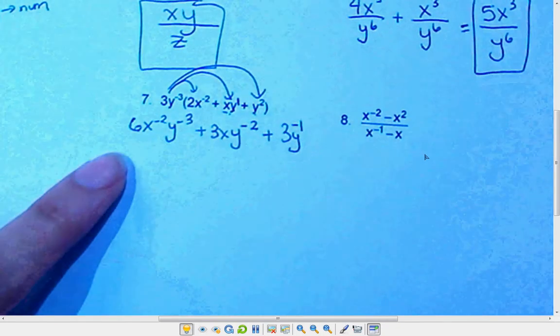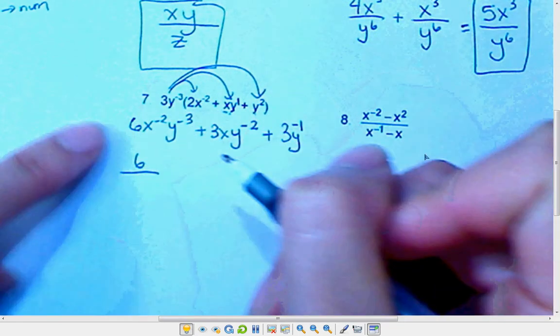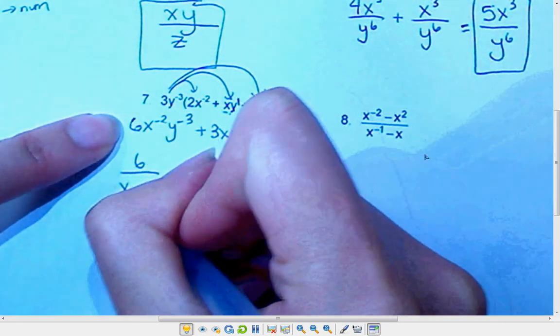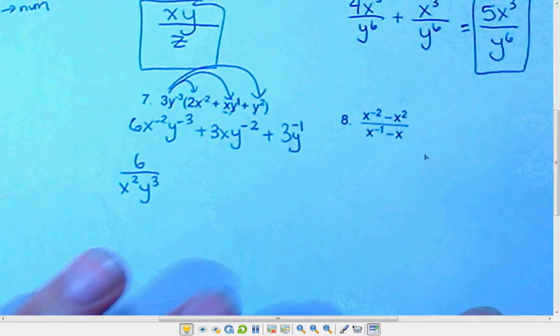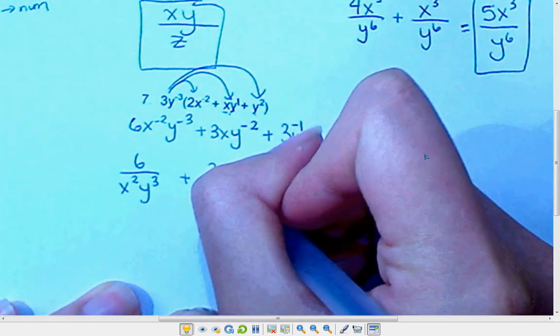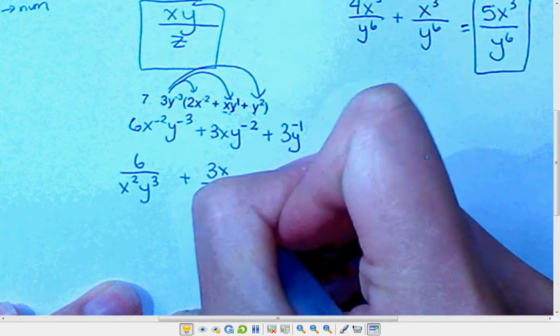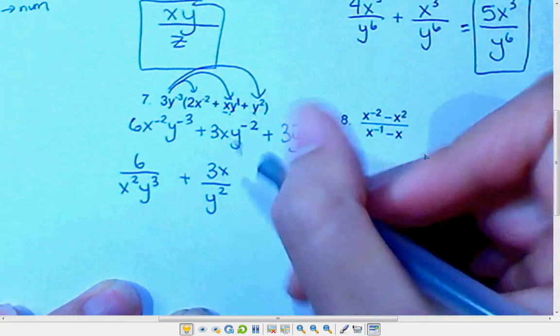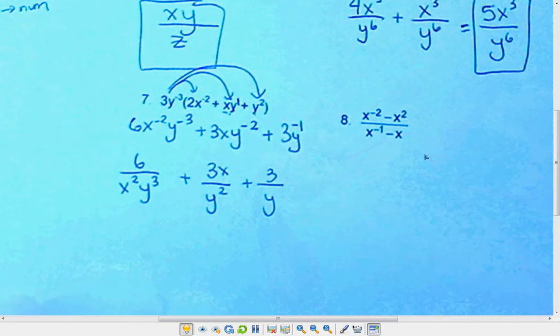And now I'm going to rewrite this. So again, with the negative exponents, I want those to move to the bottom. So 6 stays on top because there's no negative exponent there. So x squared goes to the bottom. Y to the third goes to the bottom. Plus 3. The x stays up there because there's no negative exponent, but y squared moves to the bottom to get rid of that negative. Finally, 3, y to the 1 also moves to the bottom because of that negative 1.